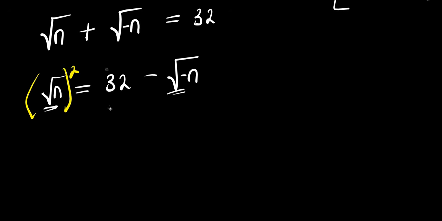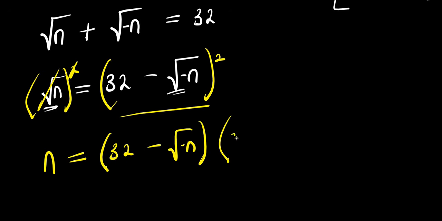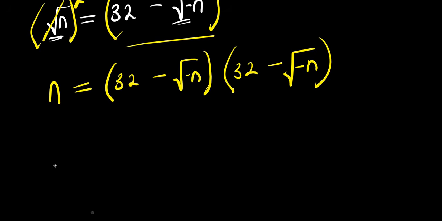I have this raised to the power of 2, and this raised to the power of 2. So what happens here is that the square eliminates the root, and I have n equals 32 minus the square root of negative n, times 32 minus the square root of negative n. So from here, I have n equals 32 times 32.